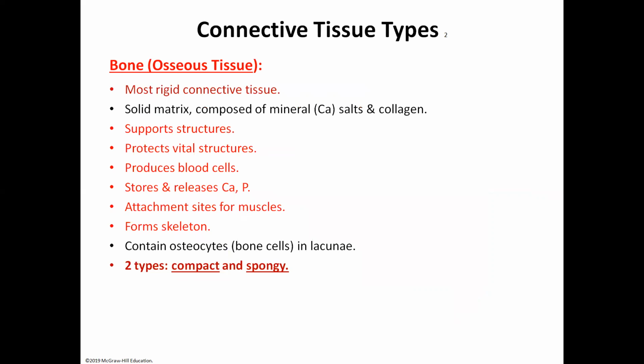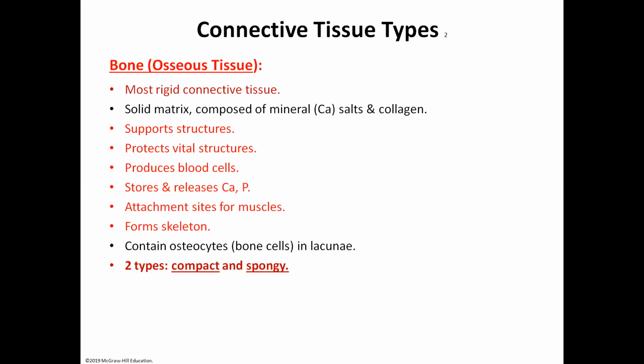Our next specialized type of connective tissue is going to be our bone tissue. This is the most rigid type of connective tissue. It has a solid matrix, and so it has lots of minerals and salts found within it. When we think about bone, we think about it being able to provide structure, a framework. It helps with protection. But again, it actually does a lot more than that.